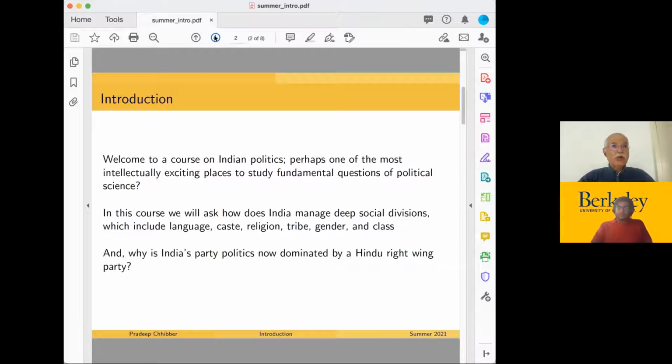And India has been doing this since independence in 1947 and after its first elections in 1952. India has managed multiples of these divisions, and some of those, as we will learn, have actually been much more successful than others. India has managed some divisions such as language very, very well, whereas others such as religion and caste and gender still pose challenges for the Indian state.